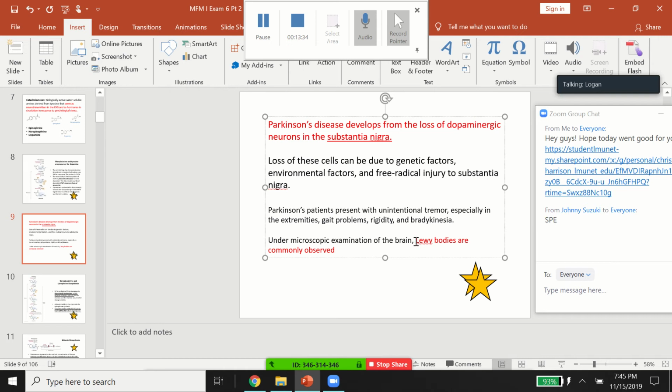Also, another thing that I thought was important on here is Lewy bodies. So anytime you ever see Lewy bodies, you need to automatically think Parkinson's disease. Okay, so those two need to be just drawn, aligned together.